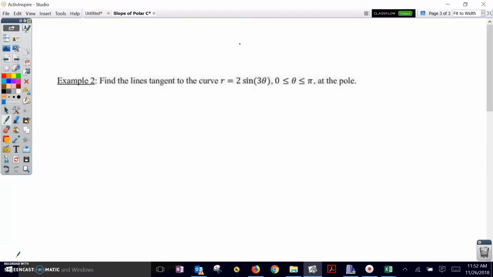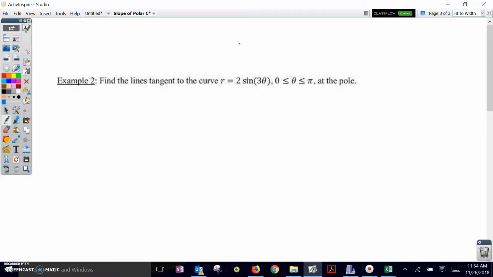Alright, welcome back everybody. In this video we're going to look at some more examples from the slope of polar curves lesson. We'll start here with example 2. We're supposed to find the lines tangent to the curve r equals 2 sine of the quantity 3 theta at the pole.